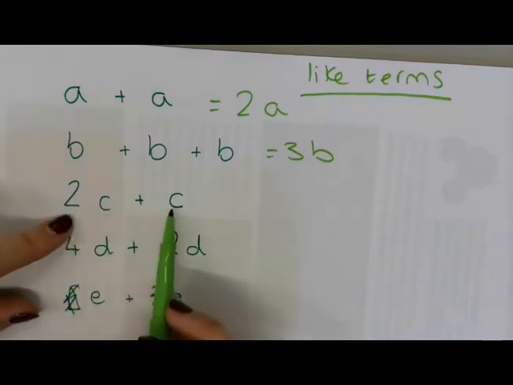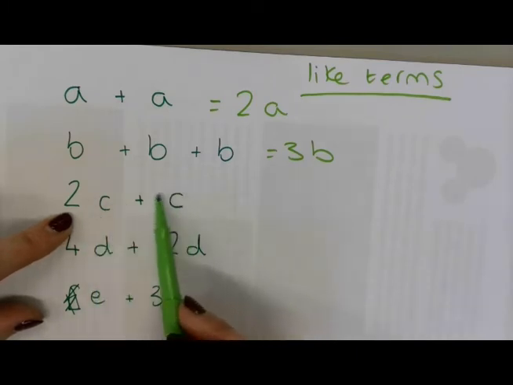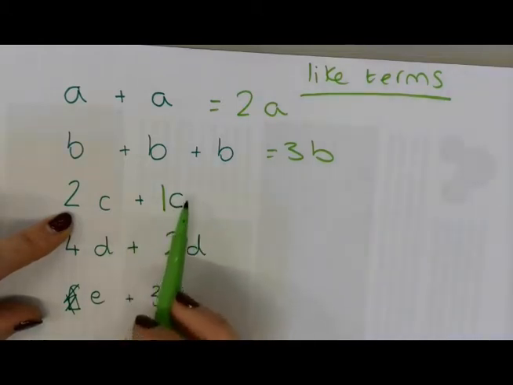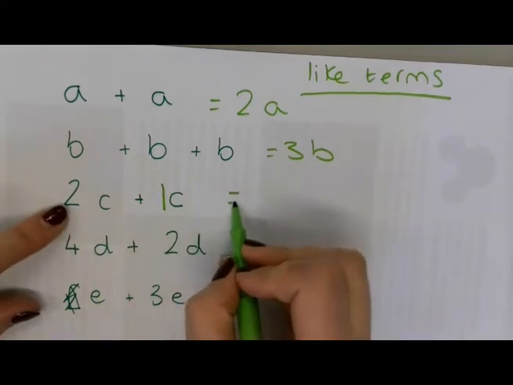2C add C. Now, be careful here, a lot of people try and put 2C squared. We've got 2 C's here, and we've got 1 C here. We don't write the 1. There is a little imaginary 1 there, but we don't write it because it's assumed to be there, because we've written the C. So 2C add 1C is 3C.